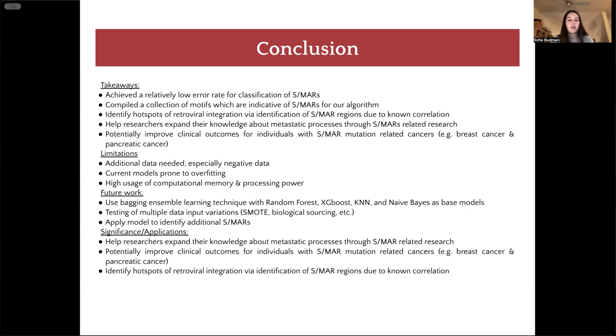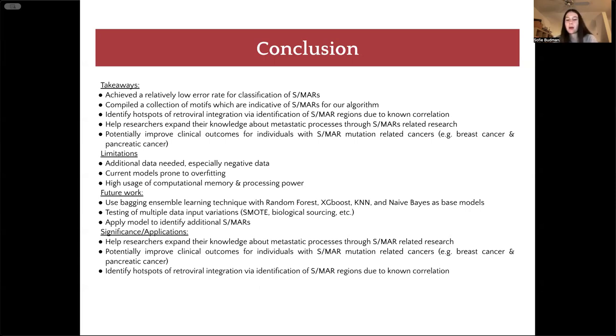So this project offers several valuable takeaways. The first being that we achieved a relatively low error rate in classifying SMARs. We compiled a list of DNA motifs that serve as reliable indicators of SMAR presence, such as AT richness, ATTA, and 6As or 6Ts. Furthermore, since SMARs are known to correlate with retroviral integration hotspots, our work may aid in the identification of these hotspots.